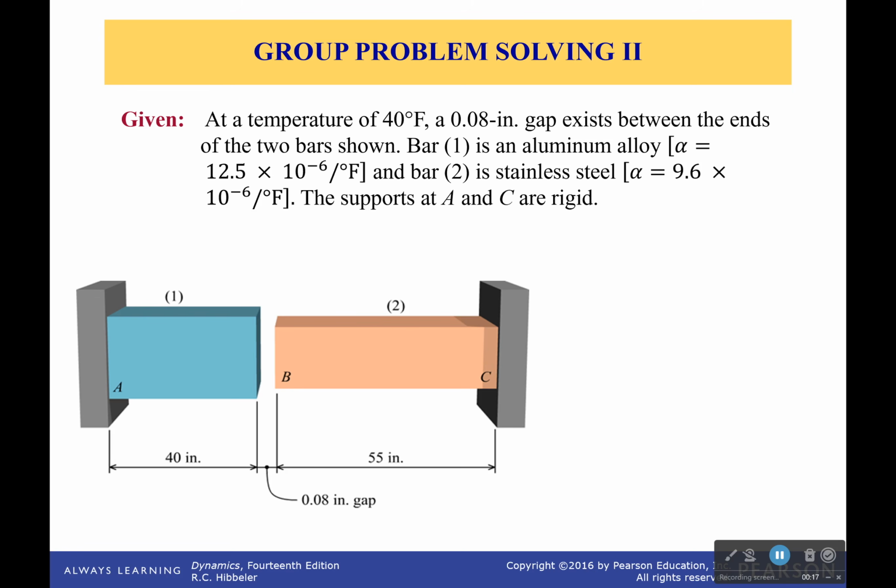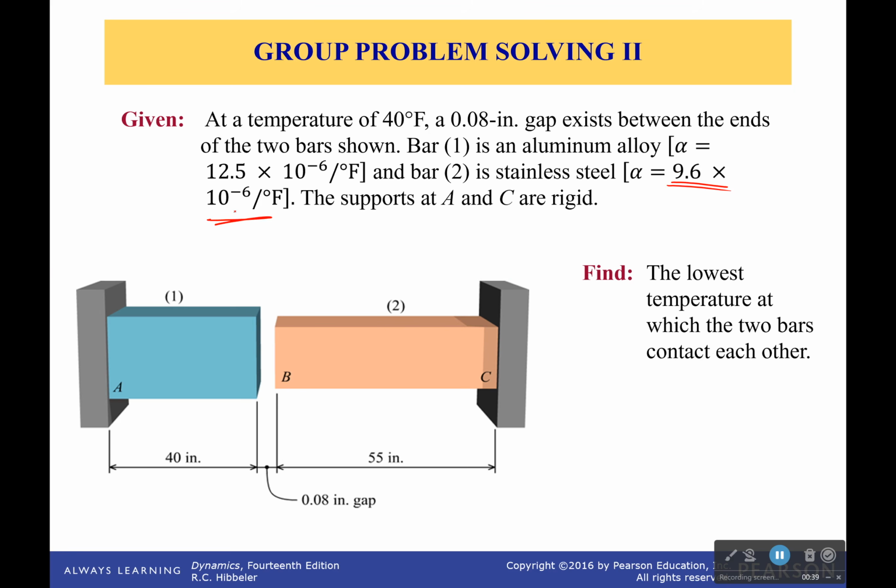So what do we have here? At a temperature of 40 degrees Fahrenheit, a 0.08 inch gap exists between the ends of the two bars shown. Bar 1 is aluminum alloy, with a particular thermal coefficient. And bar 2 is stainless steel, with its own coefficient of thermal expansion.